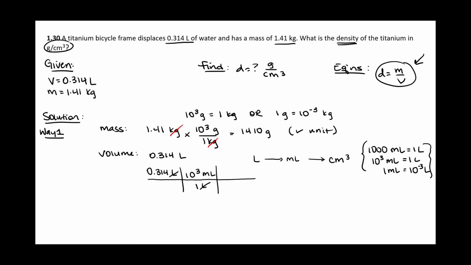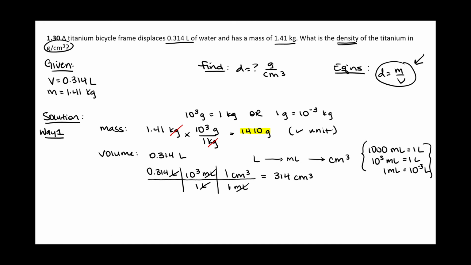Now my liters cancel out, I'm left with milliliters in the numerator. However, I don't want milliliters, we want cubic centimeters, so we can go ahead and do that one conversion factor from the previous slide where they are actually just equal to each other. Now my milliliters cancel and I'm left with cubic centimeters. Doing this will give you 314 cubic centimeters. And now, go ahead and highlight.